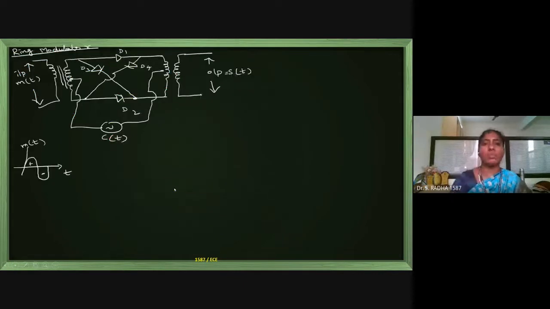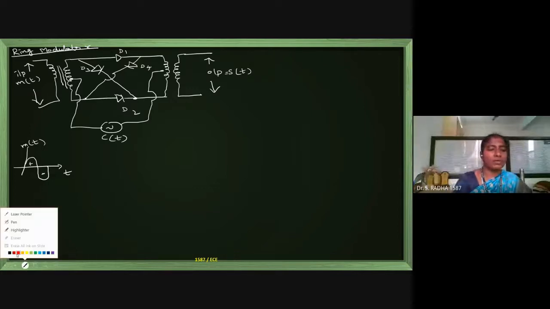Now I am going to the ring modulator. Here you can see the diodes are cross connected, D1, D2. These are two diodes in the forward direction, and D3, D4 are another two diodes.